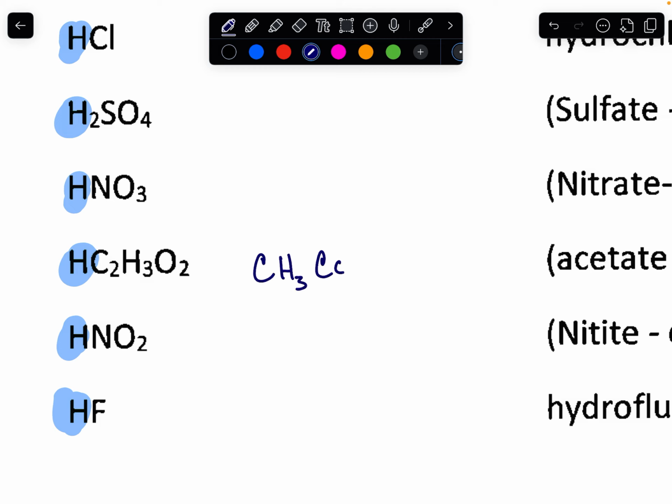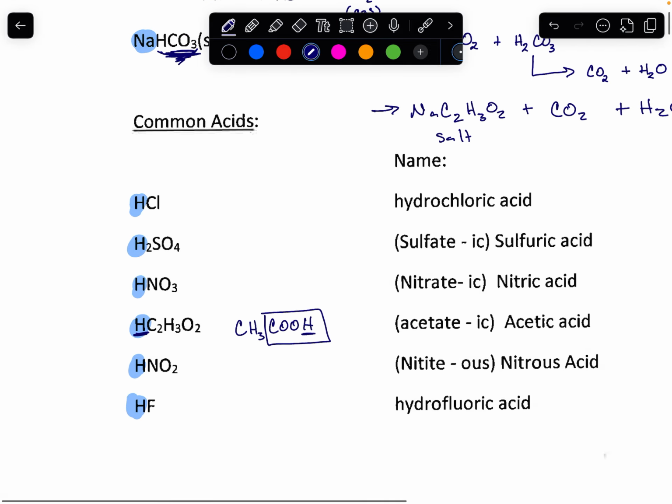But another common way of writing it out would be CH3COOH. That COOH is another way of indicating this is a certain kind of acid. We call it an organic or carboxylic acid. And instead of the hydrogen being in front, now we have the hydrogen at the end. But if you see either one of those, if the hydrogen's in front, we know it's going to be an acid, or if we see this COOH, it has to be that specific COOH, that would also tell us we have an acid.